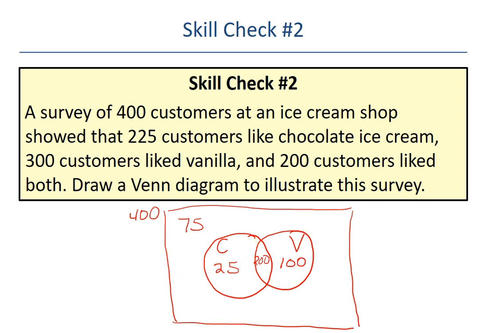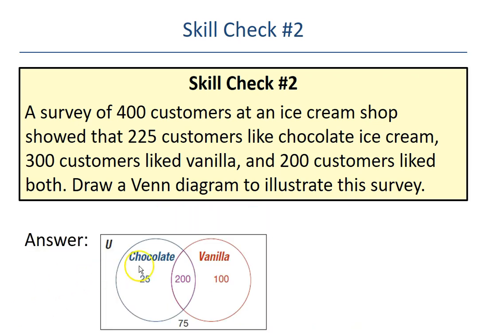Okay, let's see how we did here. So this worked out. When you know the intersection, you always put that in first. Then you can work backwards a little bit.